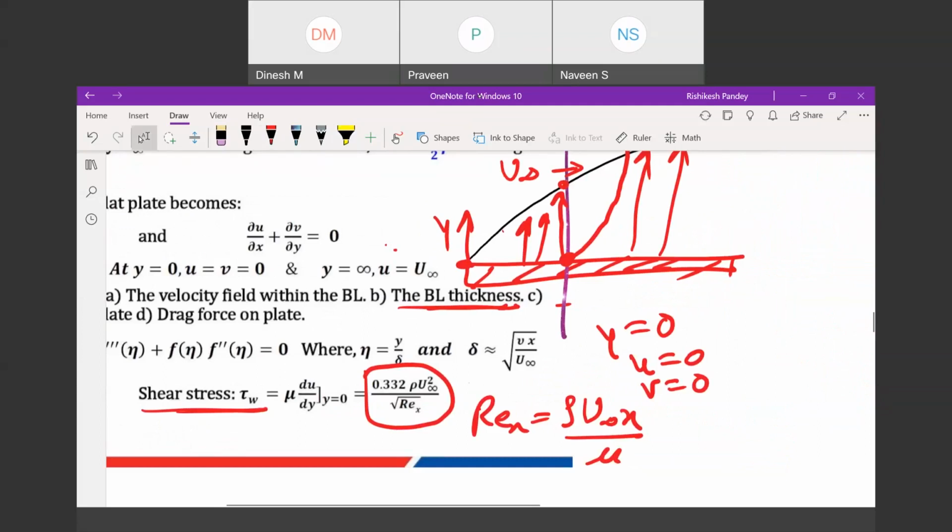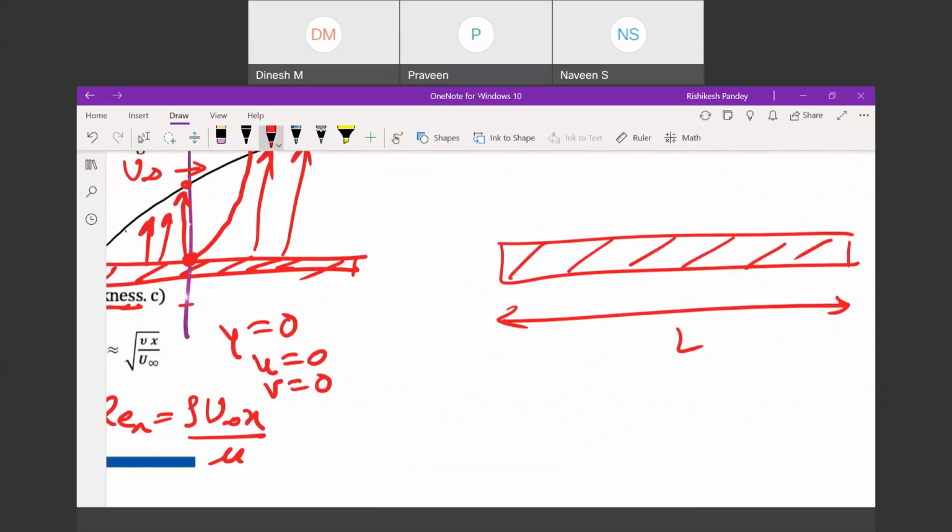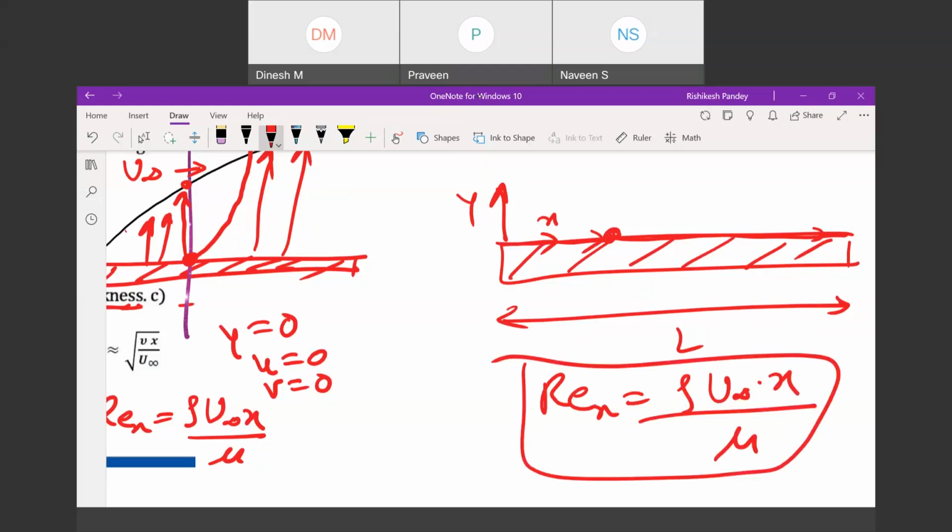If you have a flat plate like this, whose length is L, this is your y coordinate, this is your x coordinate. Reynolds number will vary in the x direction. So if you want to calculate the Reynolds number at any x location, it will be rho u infinity x divided by mu. This is the Reynolds number equation at any x location.